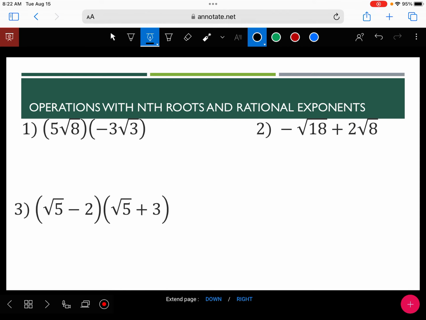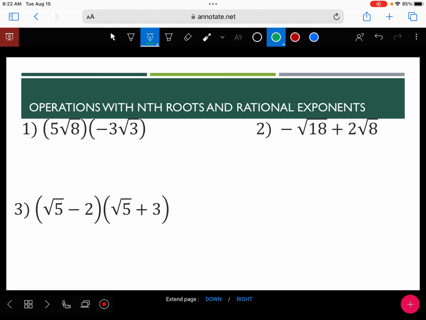So 1 and 3 are both multiplication, but they're different. Let's look at how they're different. Notice how we have a minus and a plus sign in between. So in order to multiply number 3, we have to do first, outer, inner, last, or make a box. But for number 1, this is one term, and this is one term. So we just multiply. We don't have to do first, outer, inner, last. Okay, so we're just multiplying our numbers.